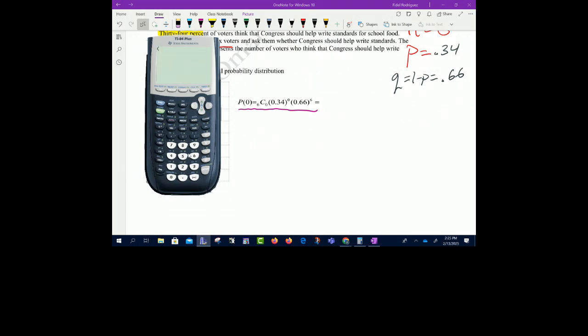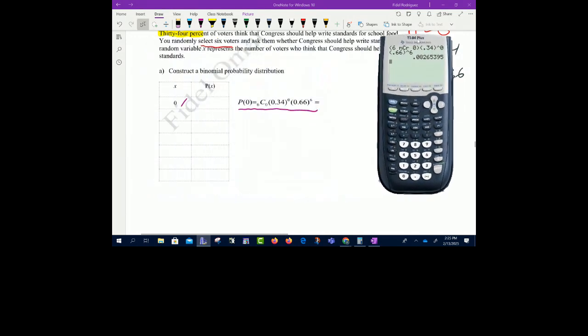So y'all, again, I'm going to go parentheses. We're going to go 6 math, probability. We're going to choose none of them because we're saying none of them are going to do this. The probability that people want this is 34%. So we're going to say 0.34. But none of those people that we chose wanted them to do this. The probability that it doesn't happen is 0.66. And if nobody wanted the Congress to get involved, then that means that all 6 didn't want them to get involved, right? We're going to hit enter. And y'all, again, I'm going to go to 3 decimal places here. So 0.083.